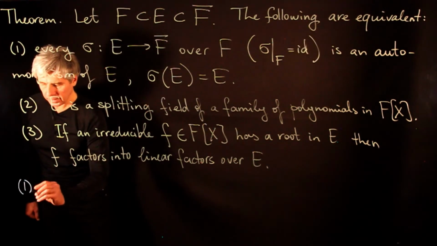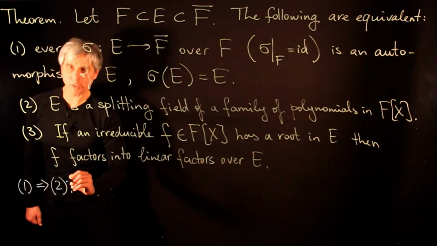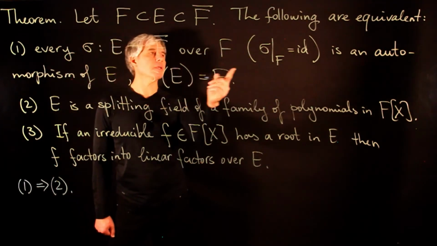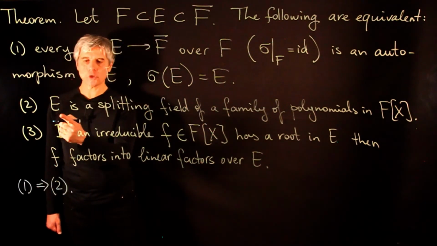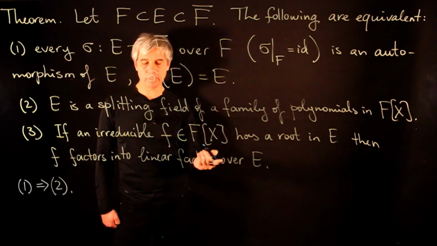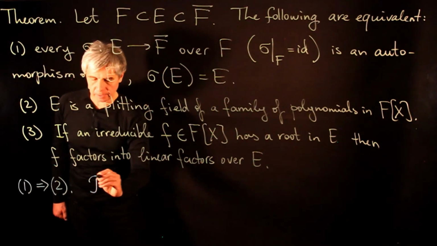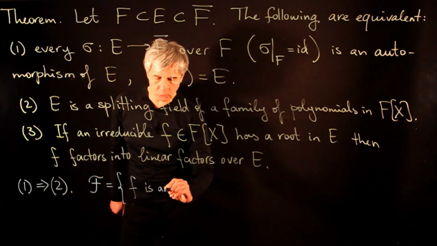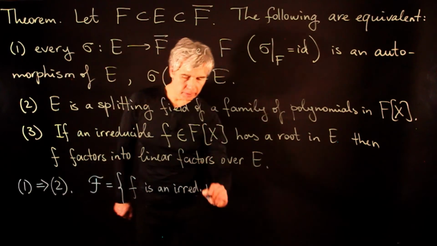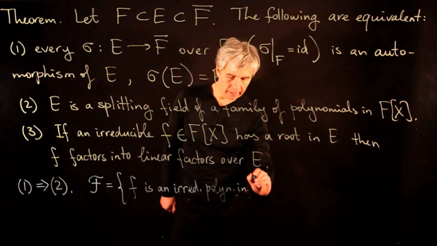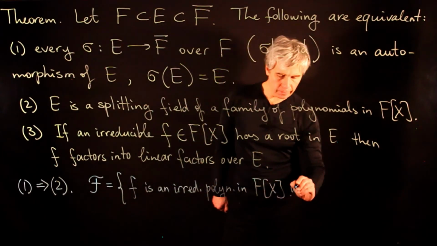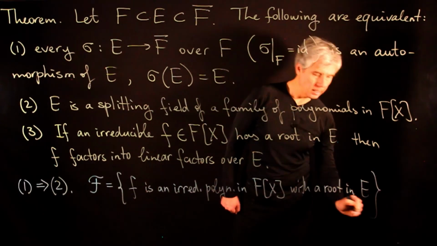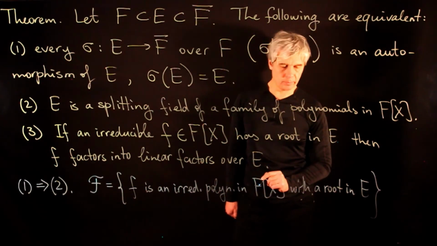Let us prove that 1 implies 2. So we're assuming the property 1, that every such embedding of E into F bar is an automorphism of E. And we want to show that E is a splitting field of a family of polynomials. Well, what is this family? So we consider the family of the following polynomials. Here f is an irreducible polynomial in F[x] with a root in E. And we consider all such irreducible polynomials.